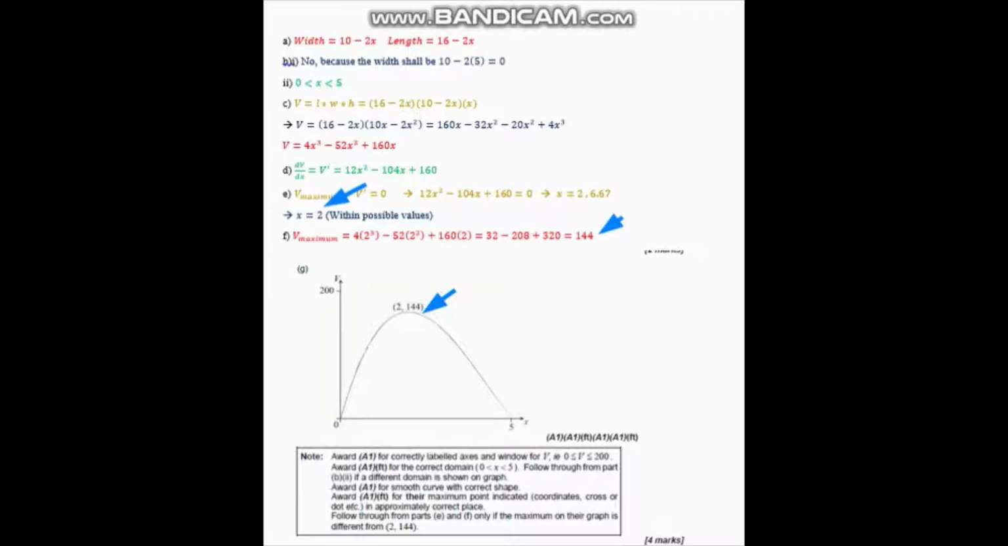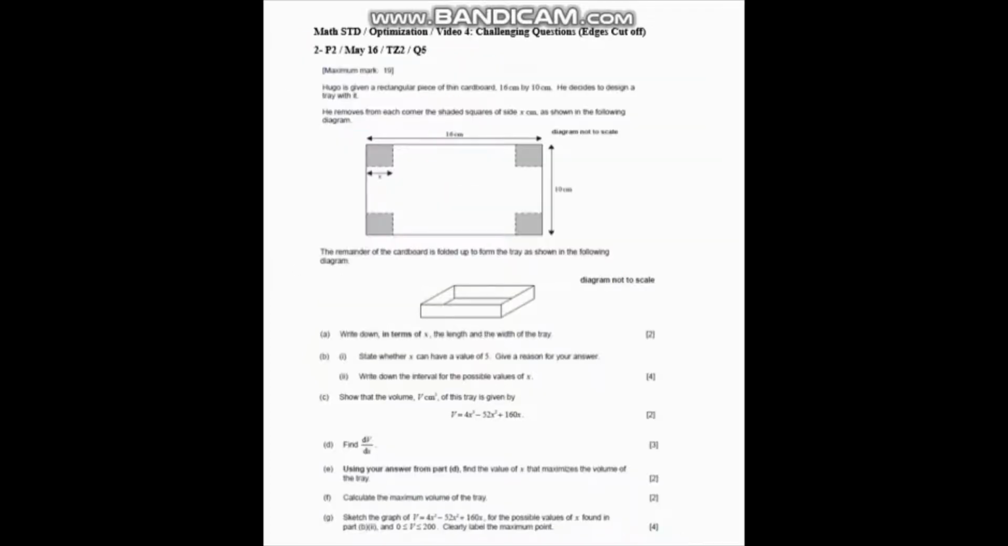But of course you might wonder why we did not do this using the calculator to begin with. Why did we have to go through differentiation in E and then substitution in F when we could have just used the calculator function to obtain these values? Well, the reason for that lies in the wording of the question. It says using your answer from part D. So you have to use the derivative and set it to 0 and solve and so on and so forth.